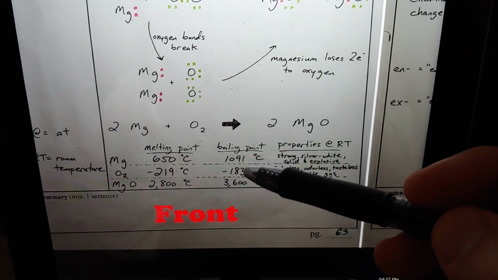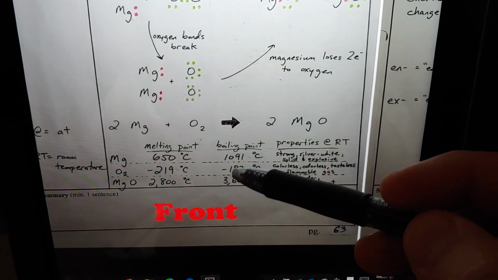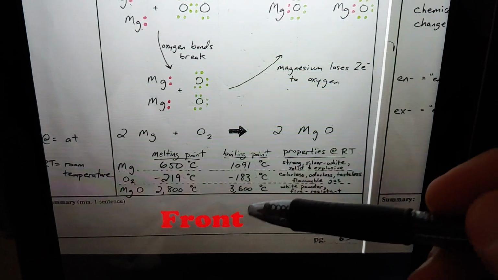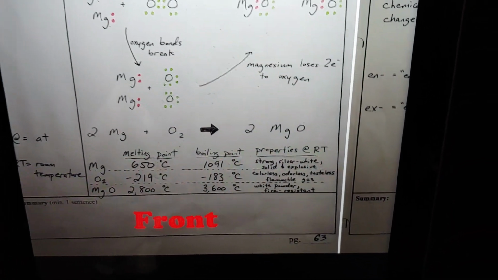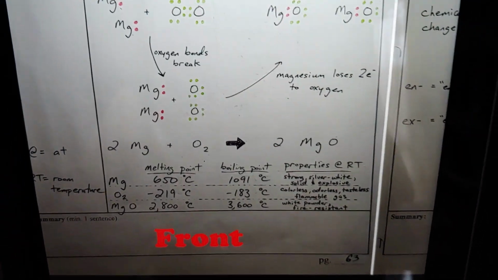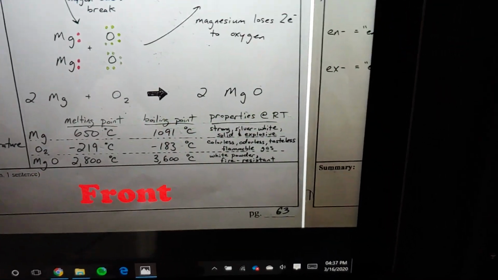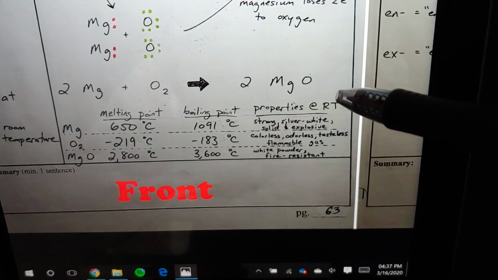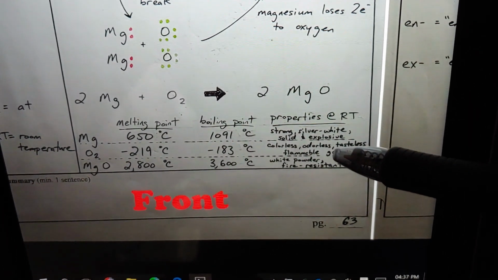Now, it boils. It turns into a gas at negative 183 degrees. That means that you need to get it at negative 184 for you to have liquid oxygen. So if you have a tank of liquid oxygen, do not put your hand in there. It'll freeze right off. Oxygen is colorless and odorless and tasteless at room temperature, and as I mentioned, very flammable.